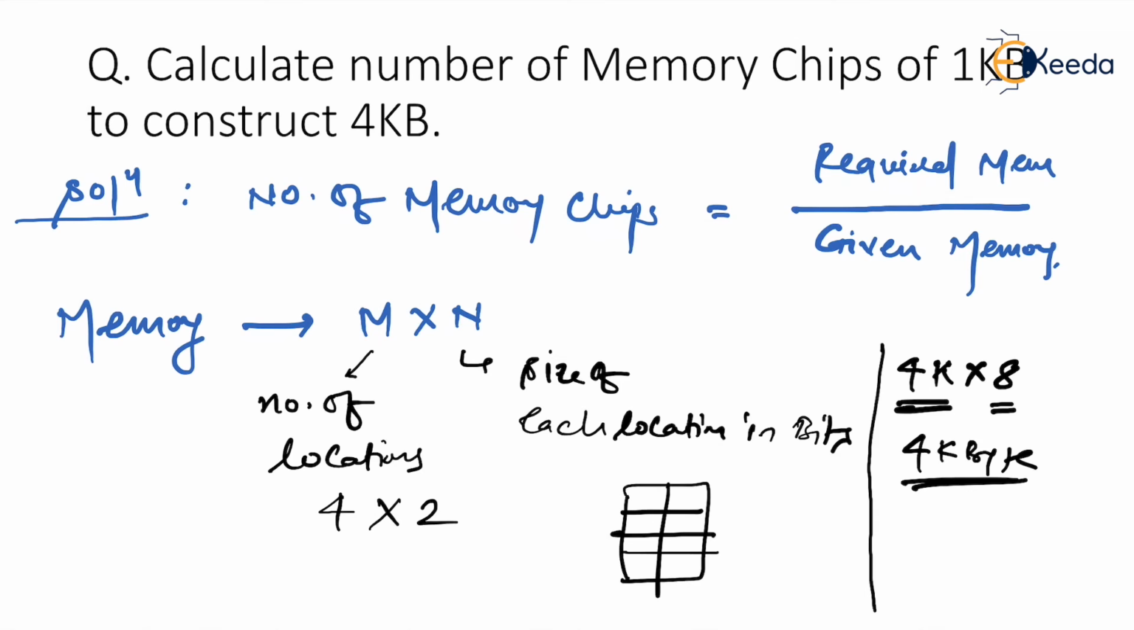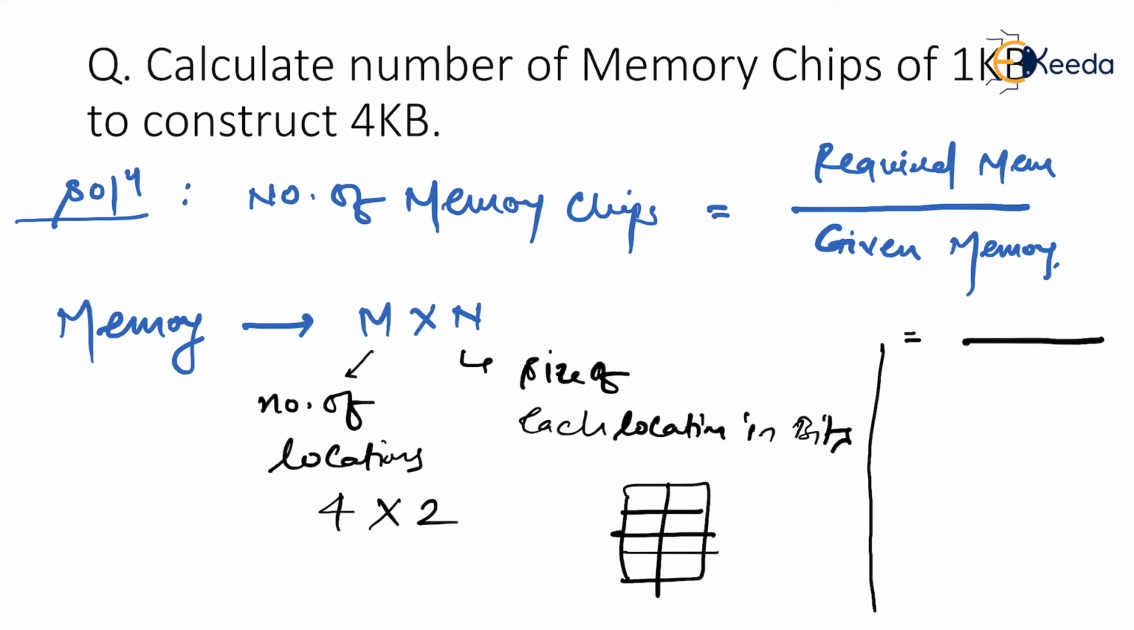Referring to this, now let's calculate the number of memory chips required to construct 4 KB using 1 KB. By referring to the formula, it is required memory upon given memory. What is required memory? We need to construct 4 KB, so this becomes the required one and this is the available or given memory. So what is required? 4 KB. Remember, 4 KB is written like this, 4K cross 8. Now what does 4K cross 8 mean? 4K cross 8 means 4K locations and 8 bits is the size of each location.